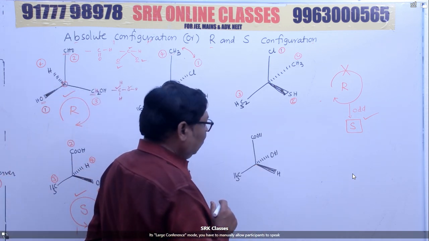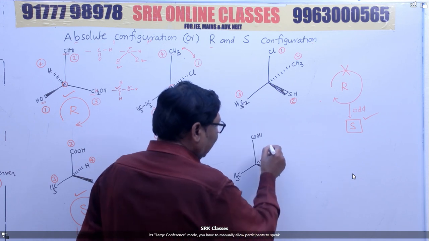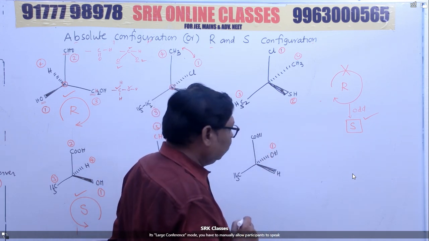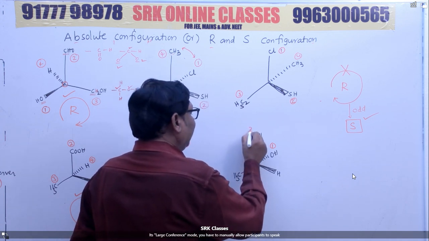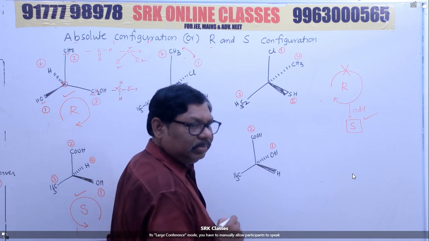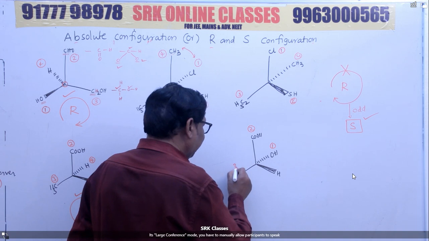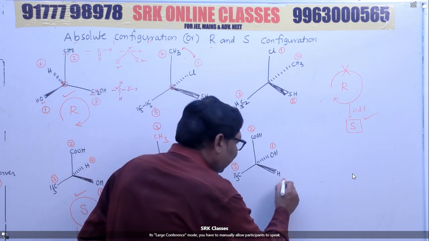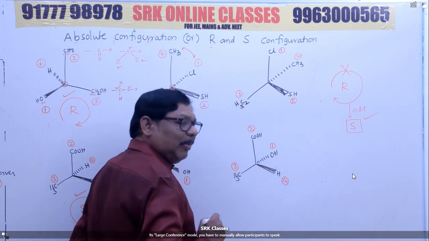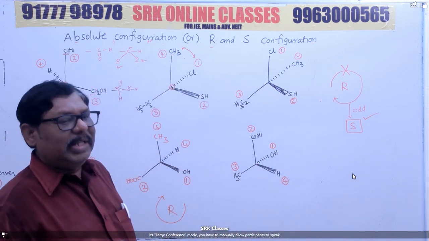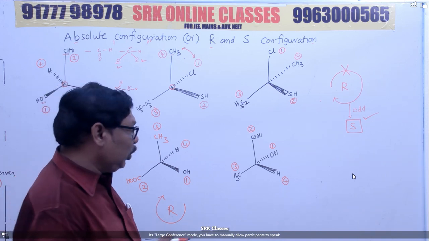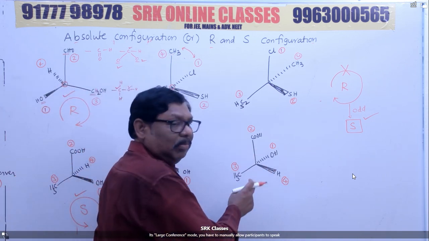Fourth one I am taking. I have written the priority. Oxygen should be given first priority, number 1. Second priority should be given for COOH. Third priority should be given for CH3. Fourth priority should be given for hydrogen. I have given the priority. See, the fourth priority group is on solid wedge. Therefore, it should be in dash form.